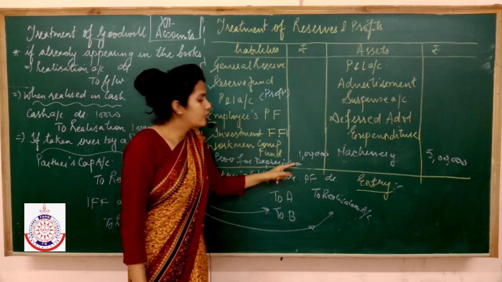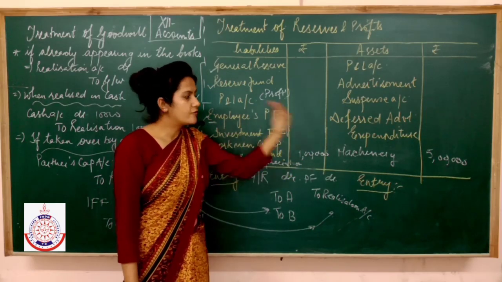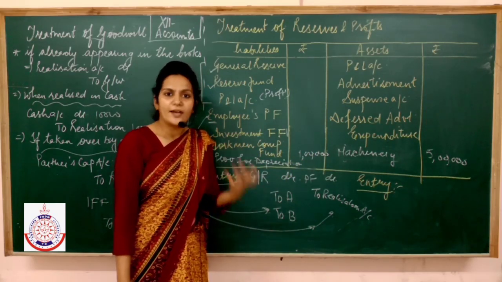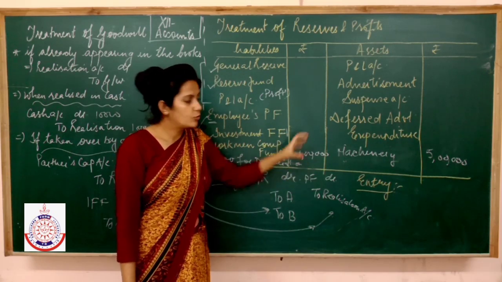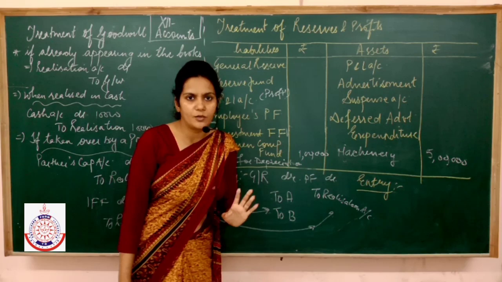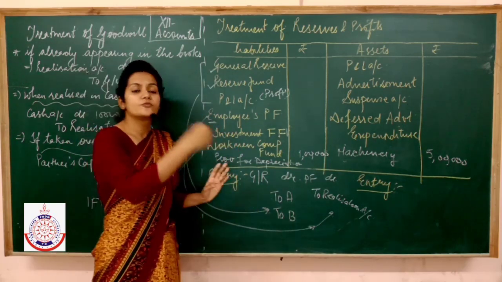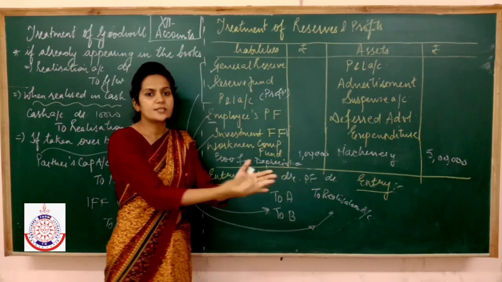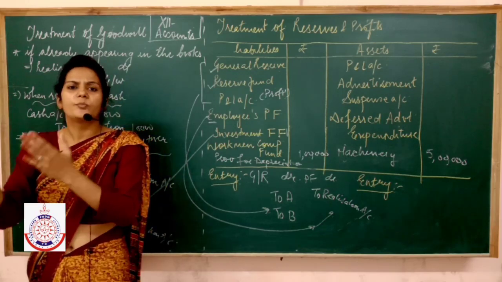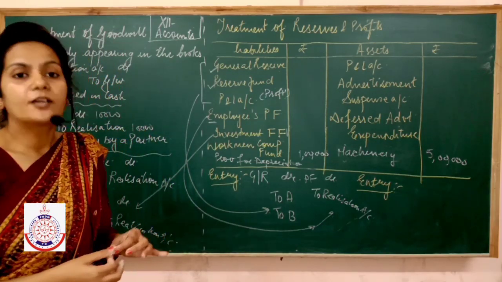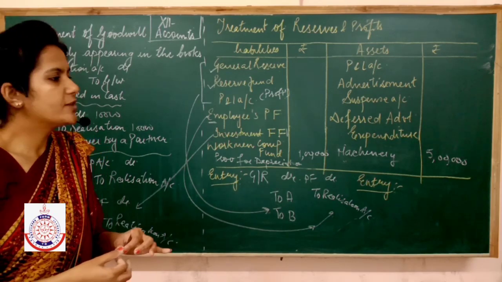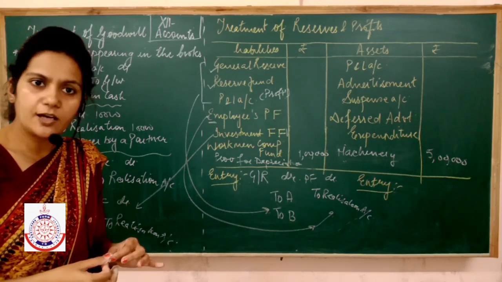But the actual book value is 4 lakh, because after using this machinery for 5 years, the value has decreased by rupees 1 lakh. So the actual book value is 4 lakh now. Suppose you are going to sell this asset in the market, and a customer is ready to give you only rupees 3,20,000. So it means you have incurred a loss of rupees 80,000.